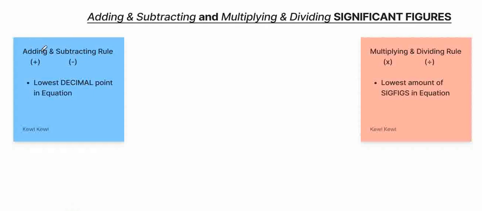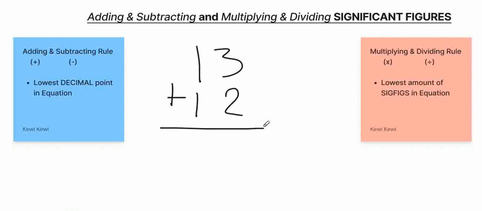First we'll start off with adding and subtracting. If we consider the number 13 plus 12, 3 plus 2 is 5, and 1 plus 1 is 2, so we get 25. However, if we want to know how many sig figs 25 will have, then we have to consider the decimal points in the equation, since we're using the adding and subtracting rule. So this comes down to how many numbers are behind the decimal points in each number used to get the product of 25. So this will be 13 and 12.